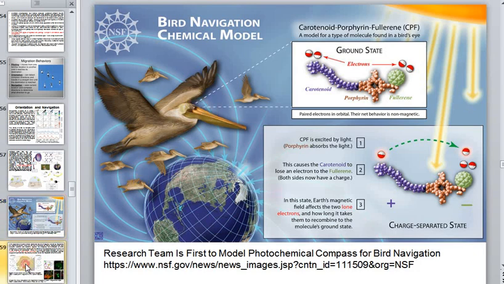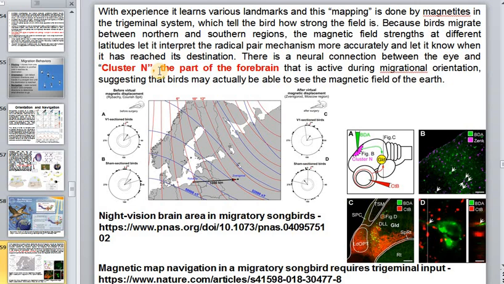And here we see this part of the brain, just what happened with experience. It learns various landmarks, and this mapping is done by magnetic receptors in the trigeminal system, which tells the birds how strong the field is. And because birds migrate between northern and southern regions, the magnetic field states of different latitudes let it interpret the radical pair mechanism more accurately, and let it know when it has reached its destination.